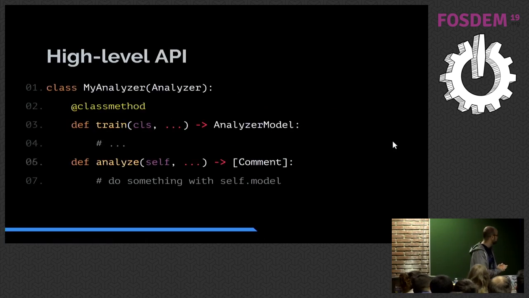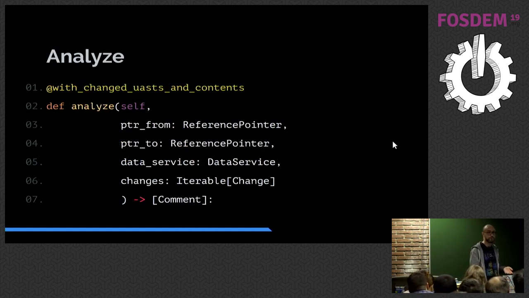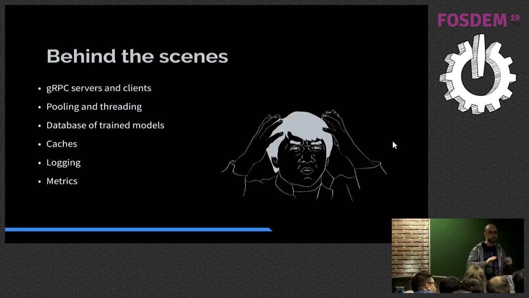Okay, I'm going to pass over the high-level API because there's not much time left and I want to demonstrate how the style analyzer works. So in brief, you just implement two functions, train and analyze, and everything works. You implement two functions in Python, and that's it. You don't care about anything else, and you post your comments to GitHub, which is cool.